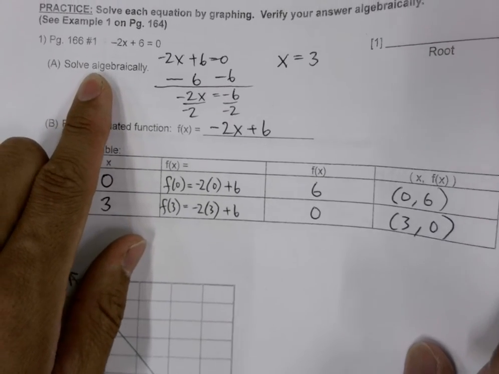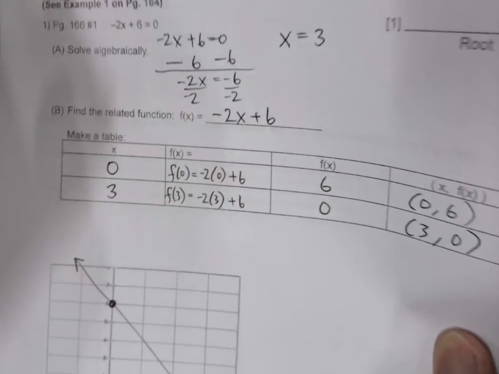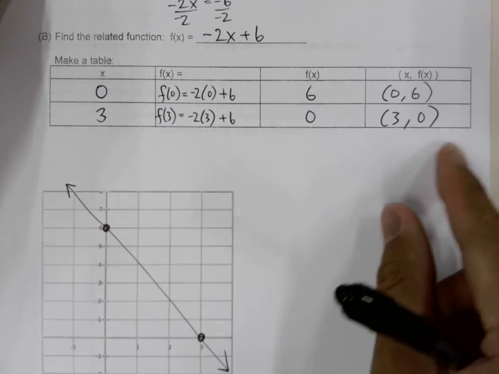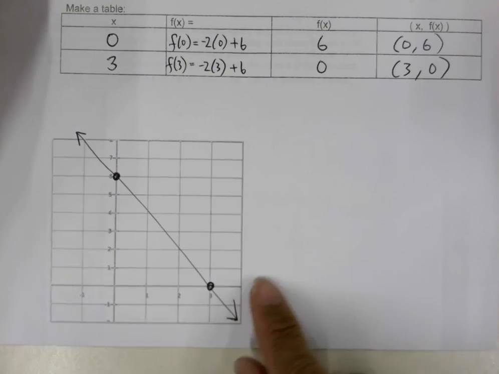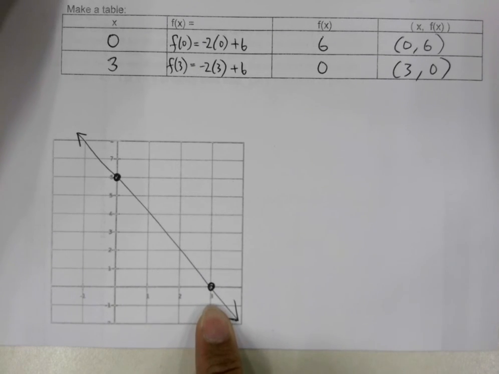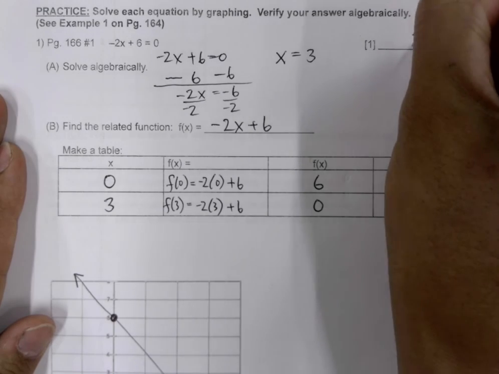So solving algebraically leads us to the solution. X is equal to 3. Finding the related function, making a table, graphing, and finding the x-intercept also leads us to the solution 3. So I am going to put my root is the number 3.